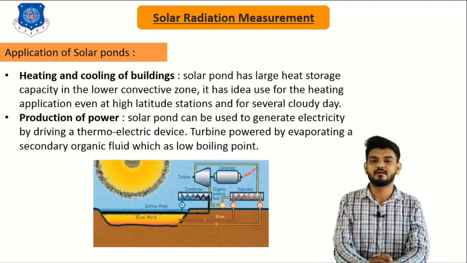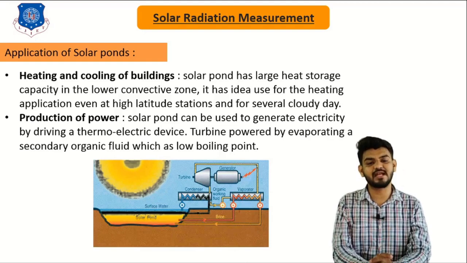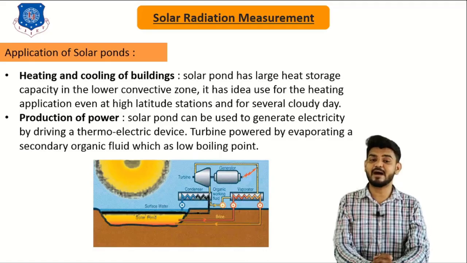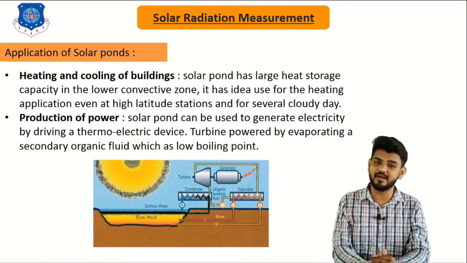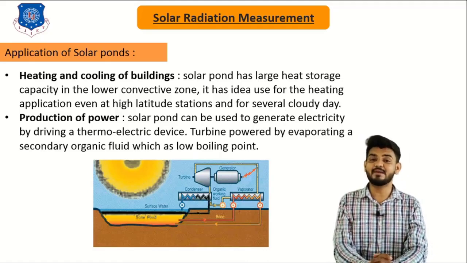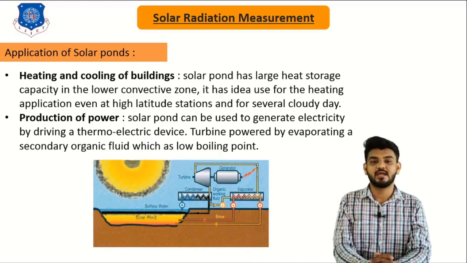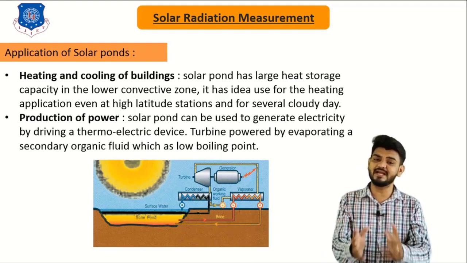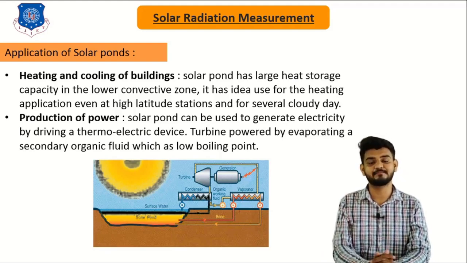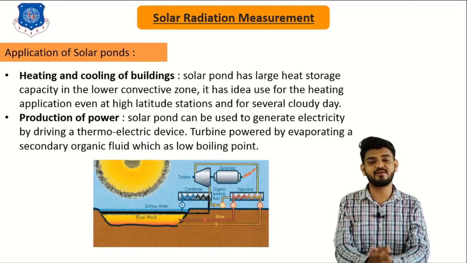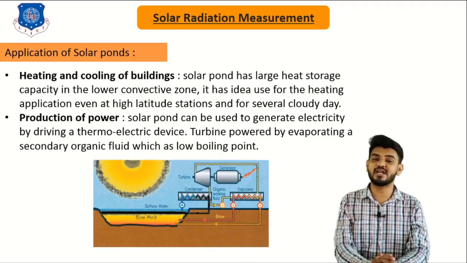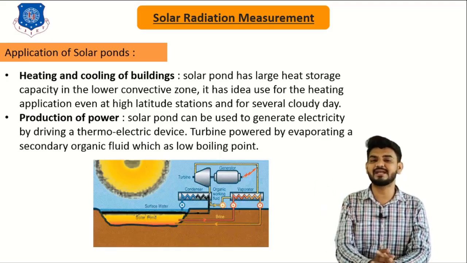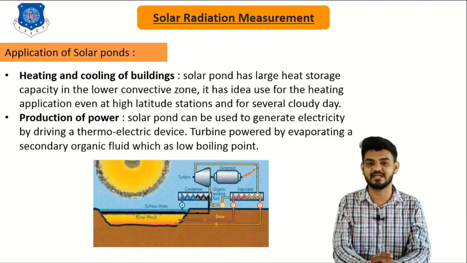A solar pond can be used to generate electricity by driving thermoelectric devices. Turbines powered by evaporating a secondary fluid which has a low boiling point can be utilized for generation of electricity. Here in the image you can see a typical diagram of generation of electricity by utilizing solar energy. We are using a secondary fluid which has a lower boiling point for generation of high pressure vapors. This vapor then runs the turbine and generator in order to produce electricity.